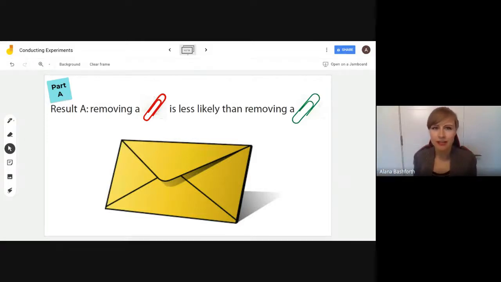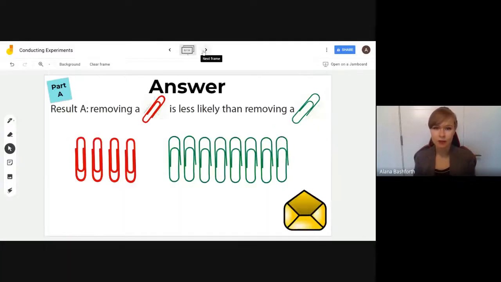We need to design an experiment where removing a red paper clip is less likely than removing a green paper clip. How we get red less likely is that we put less red. So here is my experiment: I have 4 red paper clips and 8 green paper clips in this one. And we will practice those experiments in just a second.